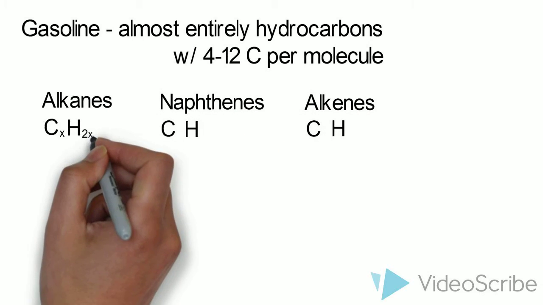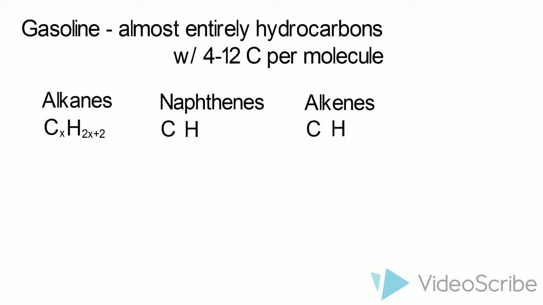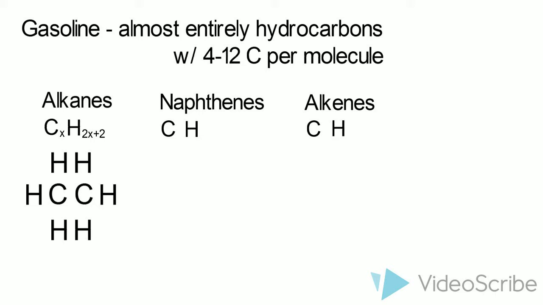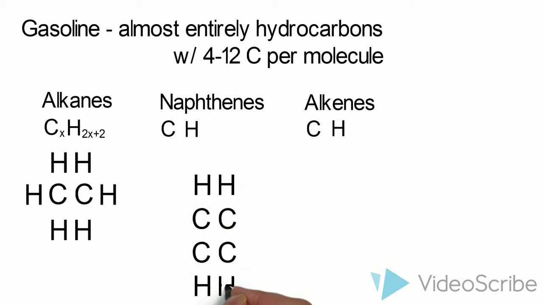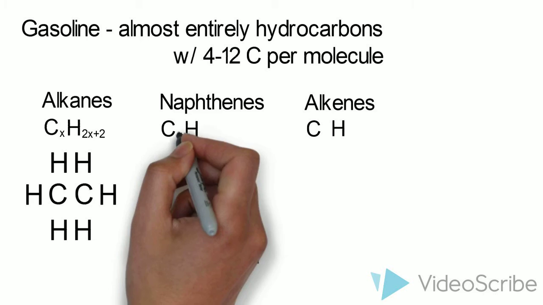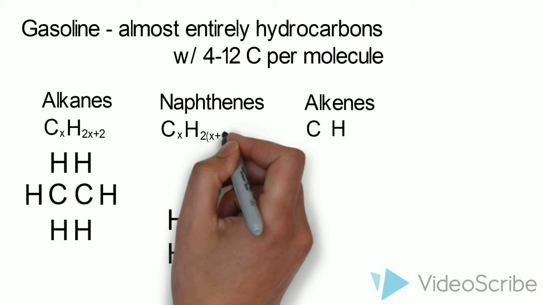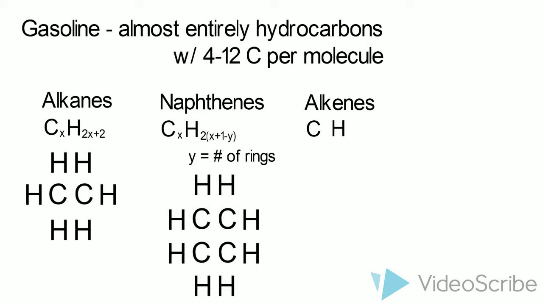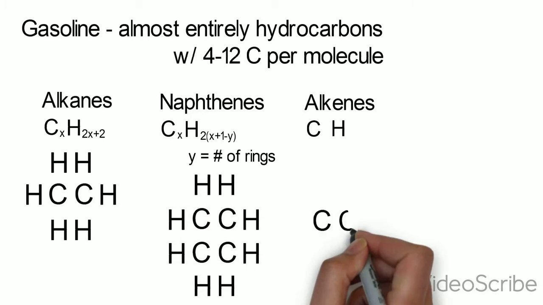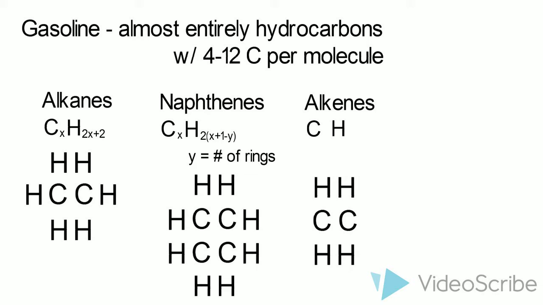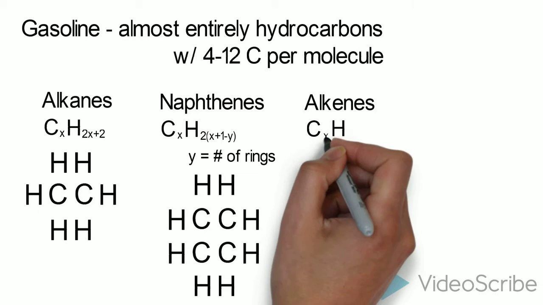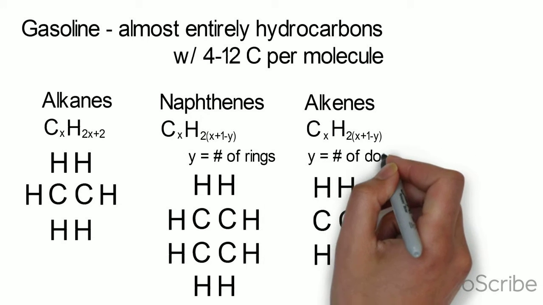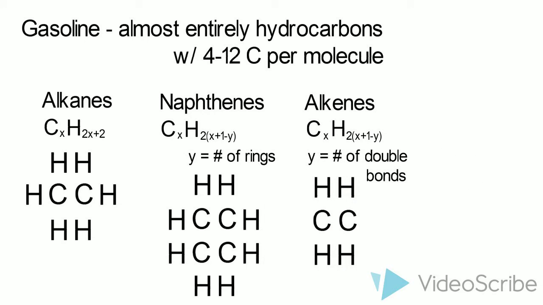Alkanes have a general molecular formula of CxH2x+2 and consist of only single bonds. Naphthenes are classified as having at least one ring of carbon atoms in the structure of the molecule. They have a general chemical formula of CxH2x+1-y, where y is the number of rings of C. Finally, alkenes are hydrocarbons with at least one carbon-to-carbon double bond. These have the same formula as naphthenes, CxH2x+1-y, but in this case, y is the number of carbon-to-carbon double bonds.